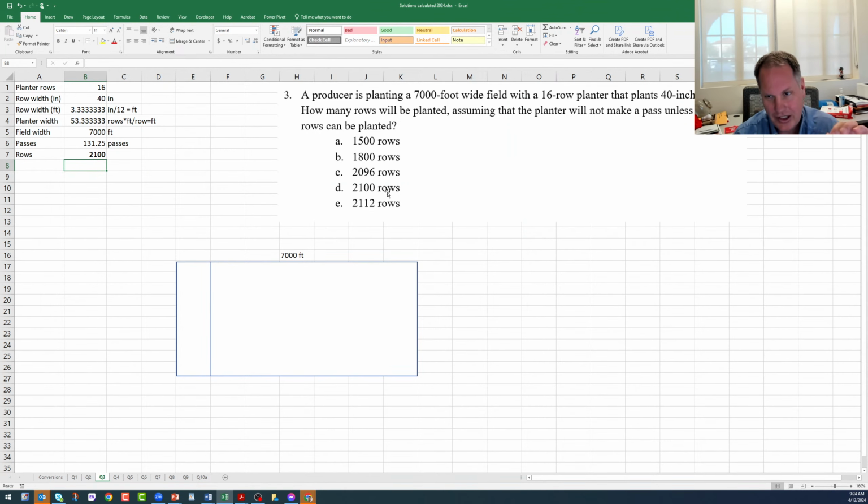However, as I mentioned, we cannot make a pass if we're not covering all 16 rows. This 0.25 indicates that on our very last pass, we would only be able to cover 4 rows. So you may either subtract 4 rows from 2,100, or you could do 131 times 16. Either way, you're going to get 2,096 rows, which is answer C.